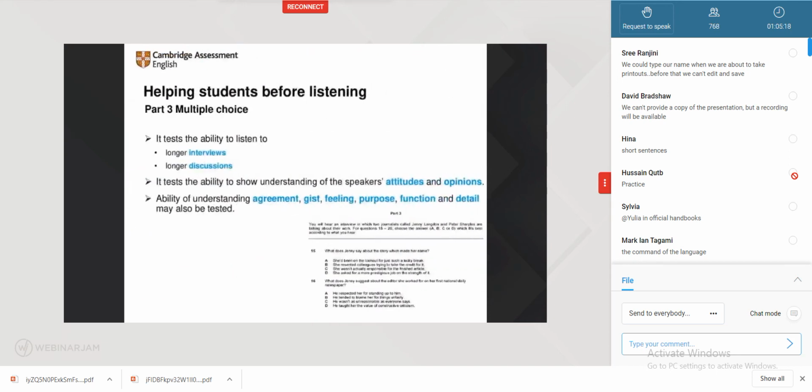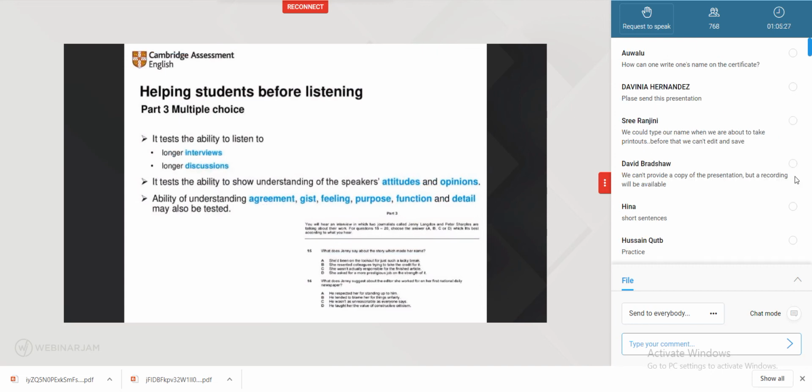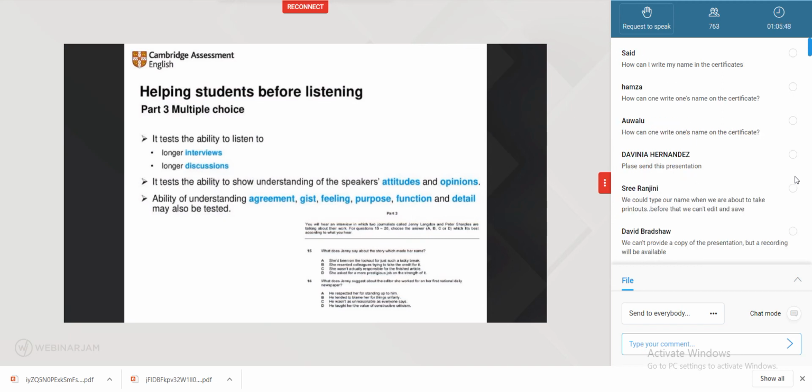Yeah. Part 3, the multiple choice. Students are expected to listen to longer interviews, longer discussions, and we're focusing on attitudes, opinions. So it's not necessarily concrete information that we're listening for anymore. It's much more nuanced than that. Agreement, gist, feeling, purpose, function, and detail. Most of them, as we can see, are, as you said, George, quite abstract.